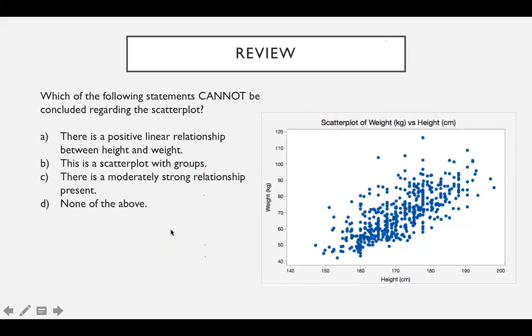All right, so I'm going to go over this one. Our answer here is actually B. The question was asking which one statement cannot be concluded, so we just have to find the one that is false out of all of them. I'll start from the top. There's a positive relationship between weight and height. Yes, this is true. If you look, the data is going from the bottom left to the top right.